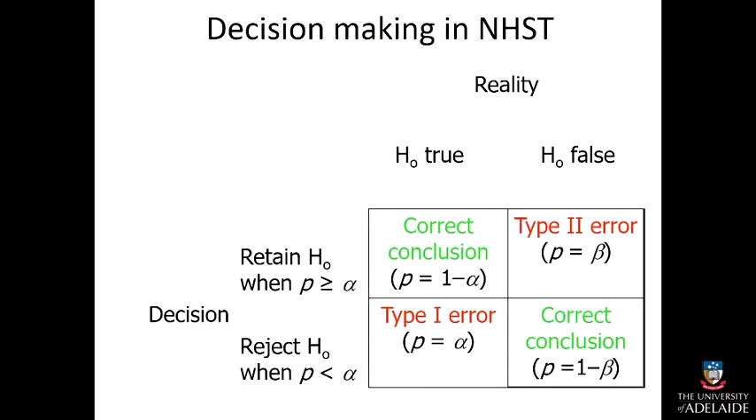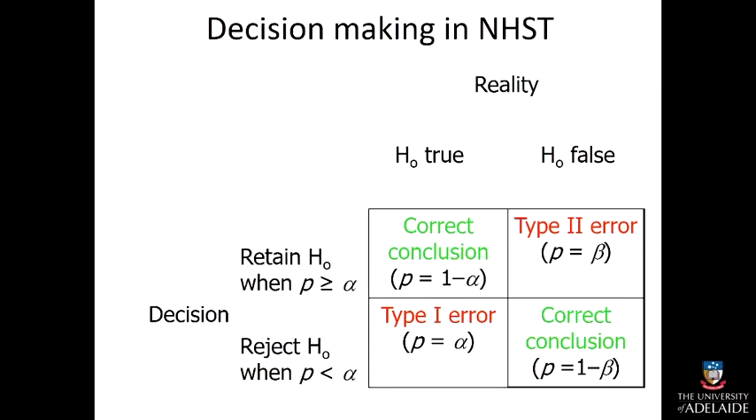If we fail to reject the null hypothesis when the null hypothesis is true, then we've also drawn the correct conclusion. So there are two ways of being right in this contingency table, and there are two ways of being wrong. If we reject the null hypothesis because the p-value associated with our statistic is less than alpha, but in reality the null hypothesis is true, then we've made what's referred to as a type 1 error.